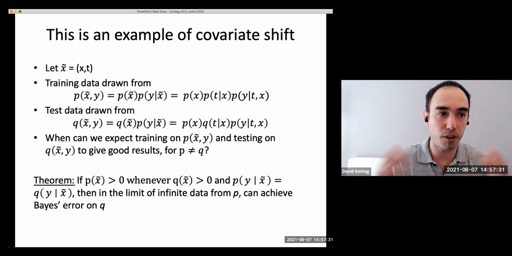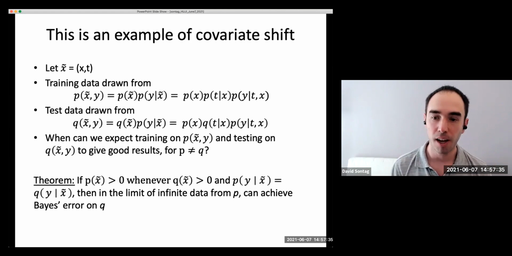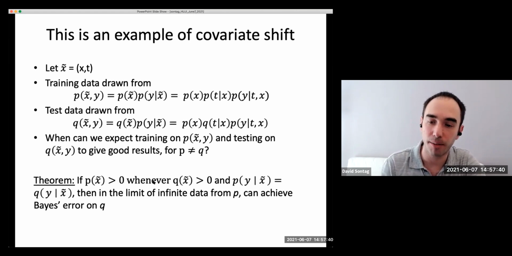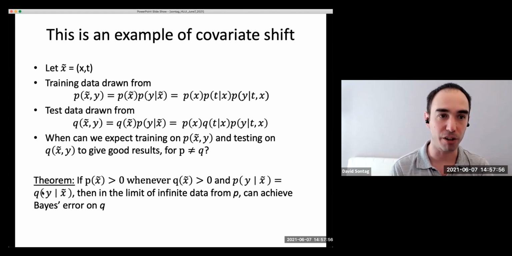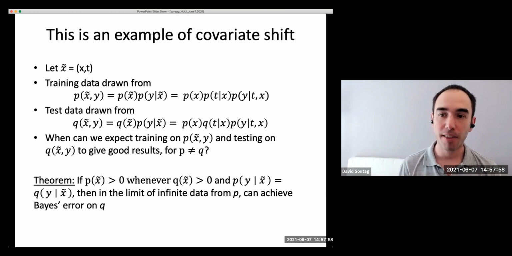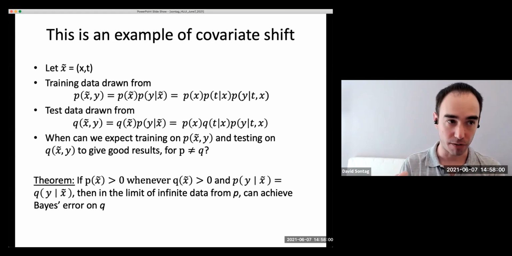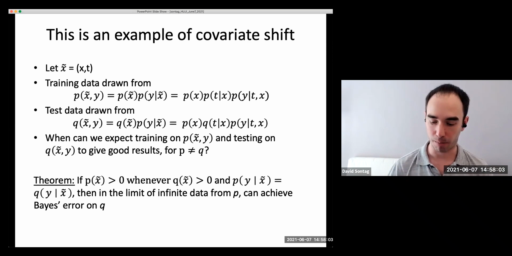There's a trivial theorem, a couple of lines to prove, long known in the community, that says so long as P of X tilde is non-zero whenever Q of X tilde is non-zero, and so long as the conditional distribution of Y given X tilde is equal to the conditional distribution of Y given X tilde under Q, then in the limit of infinite data, you can achieve the Bayes error. You can get as good prediction as possible. And this is an example of what's called covariate shift. And the key assumption is this overlap assumption.